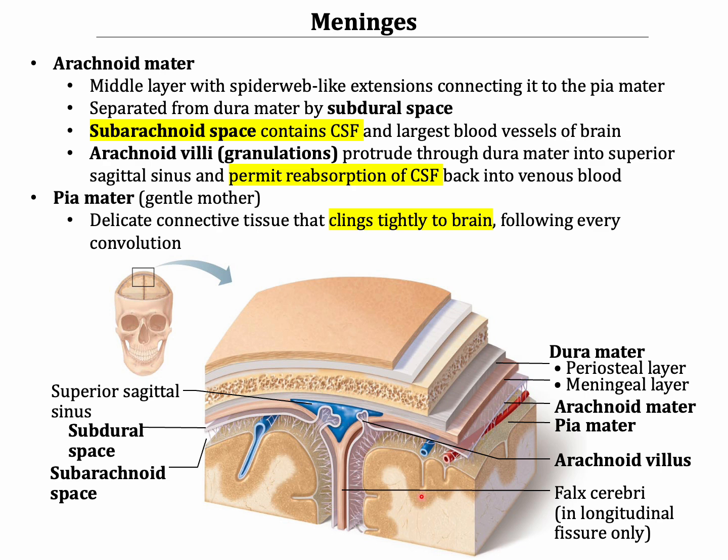Then our last layer is the pia mater, found right on the surface of the brain, clings really tightly, following every single gyrus and sulcus, every convolution of the brain surface.